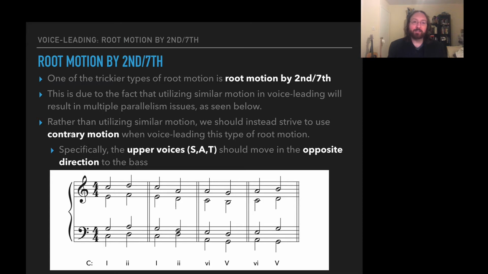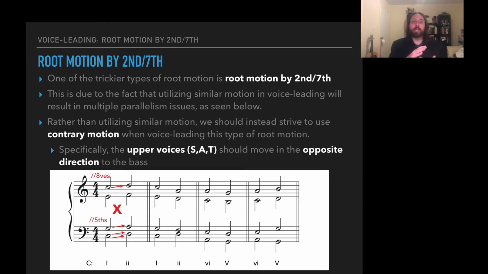Let's take a look at this first example. Here we have a C major chord moving to a D minor chord, a 1 chord to a 2 chord in C major. Everything looks nice and smooth, which is what we've been going for in other root motions. However, because the bass is moving up by step, this creates a potential big issue. First, we see that there are parallel octaves between the outer voices. And not only that, there's also parallel fifths as well. So we can see that this will probably not work great.